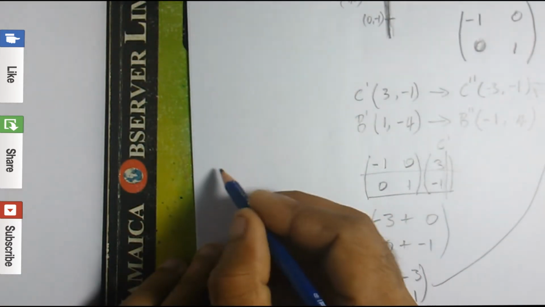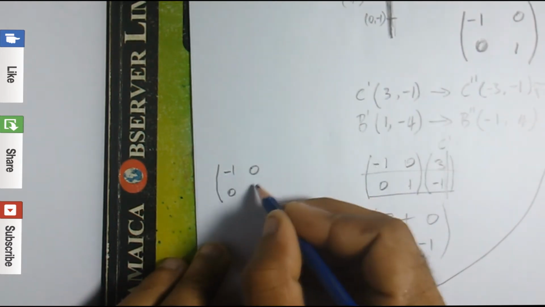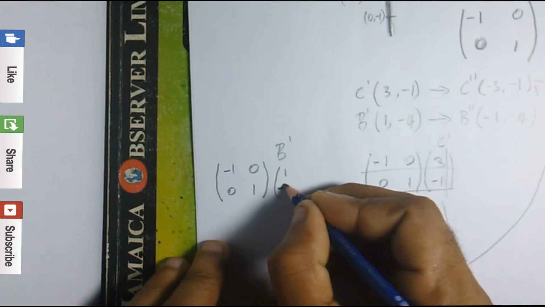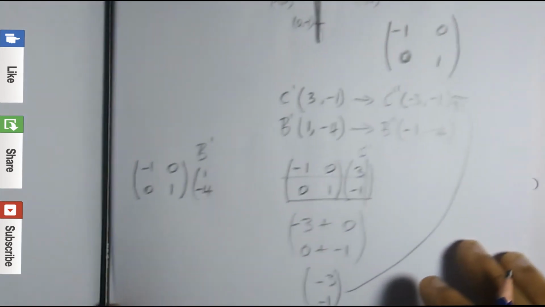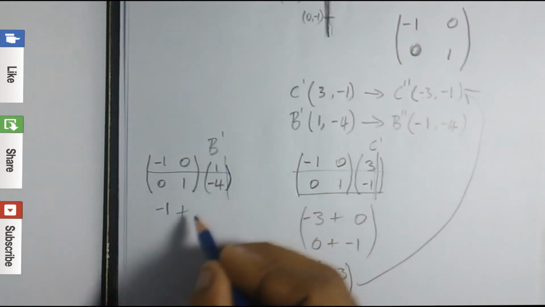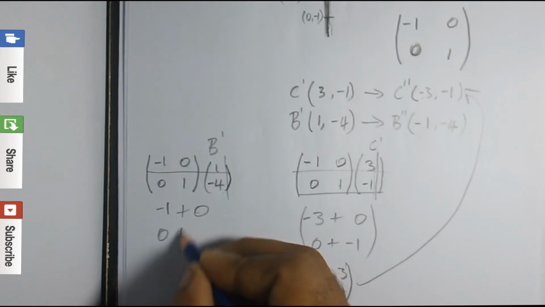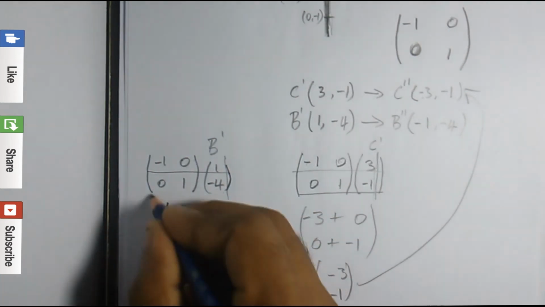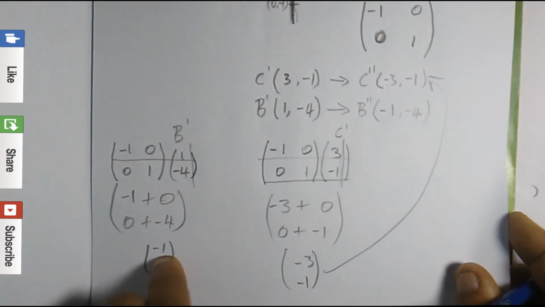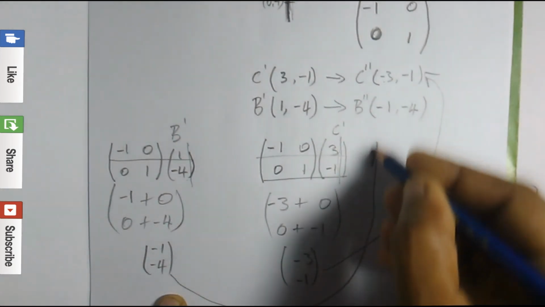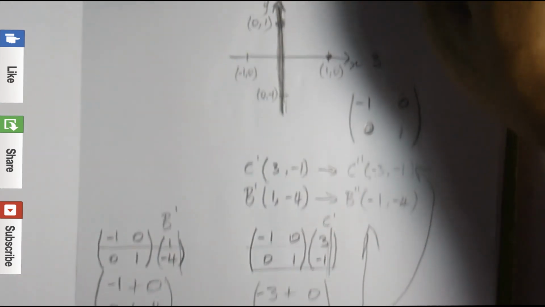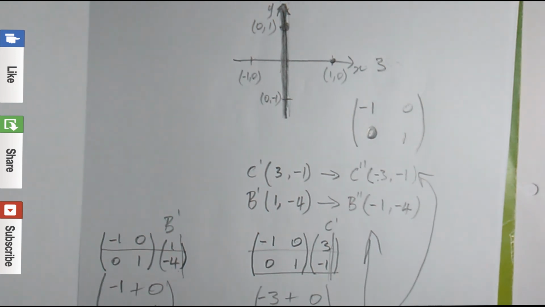So let's try B prime also. The 2 by 2 matrix, which represents the y-axis reflection, times B prime, should give us a result of B double prime. So we're going to work this out now. First row, first column: -1 times 1 is -1, plus 0 times -4 is 0. Then 0 times 1 is 0, plus 1 times -4 is -4. So our result would be (-1, -4). So as you can see, the values indeed matched up. Whether you're going to memorize these matrices or understand how to determine them, by any means you need to know about the 2 by 2 matrix for the exam.